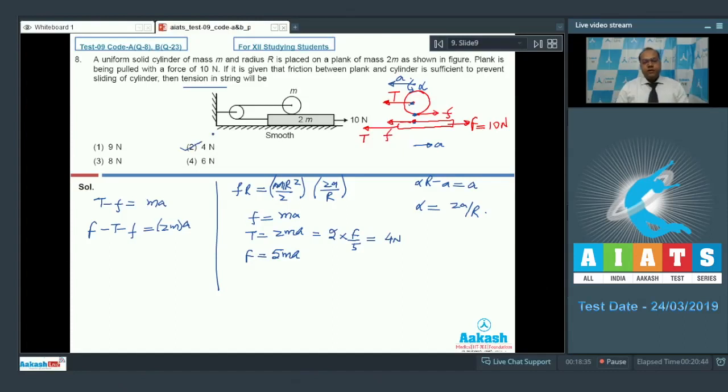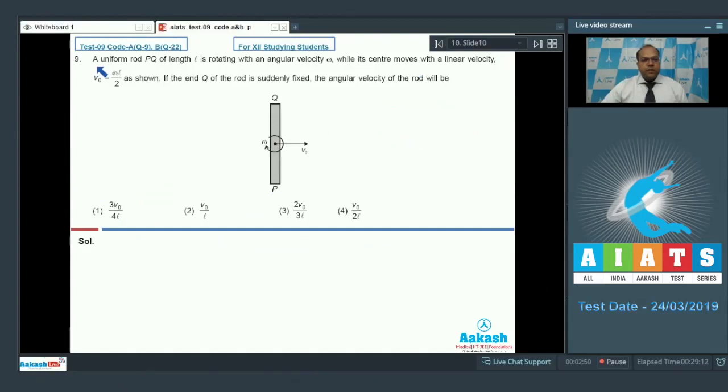Let's move to question number 9. In question number 9, a uniform rod PQ of length L is rotating with an angular velocity omega, while its center moves with a linear velocity v0 is equal to omega L by 2 as shown. If the end Q of the rod is suddenly fixed, the angular velocity of the rod will be.